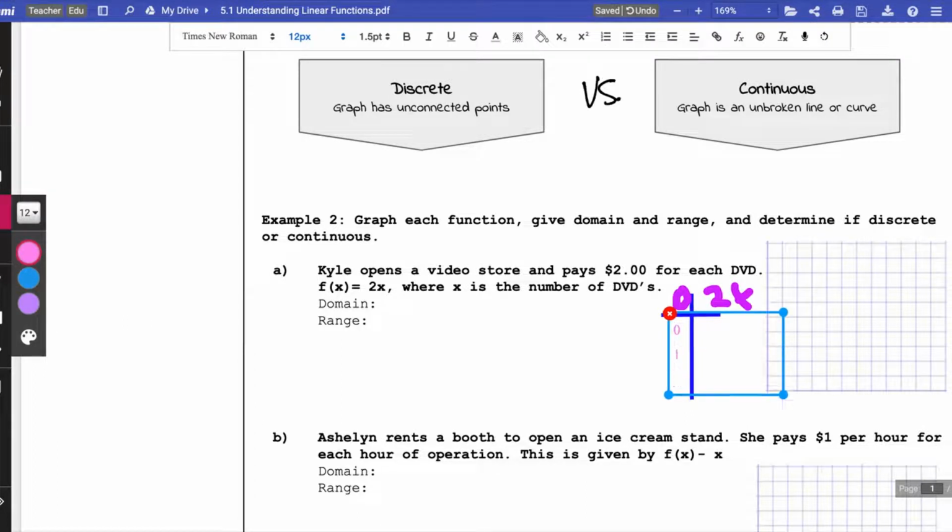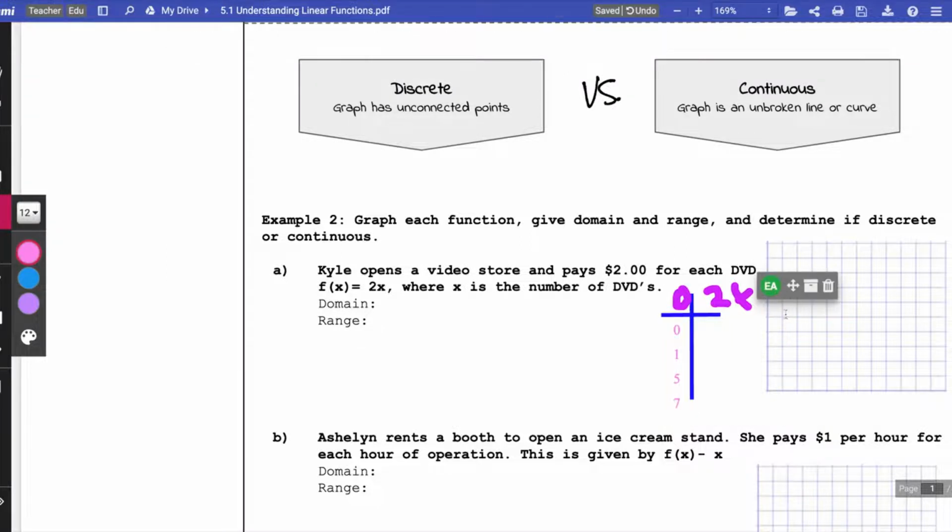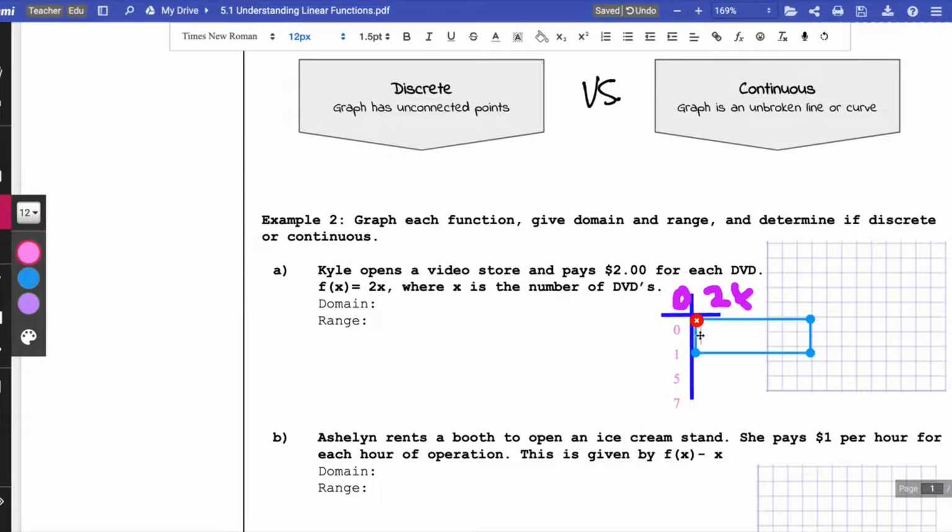0, 1, let's do 5 and 7. I could have chosen any values, but I want to get a good idea of what this is. So if those are my inputs, then to calculate my outputs, I have to figure out, well, what's 2 times 0? Well, 2 times 0 is 0. What's 2 times 1? 2. 2 times 5, 10. 2 times 7, 14.